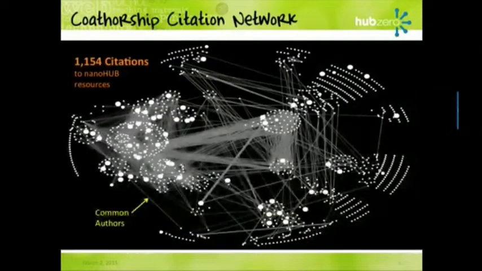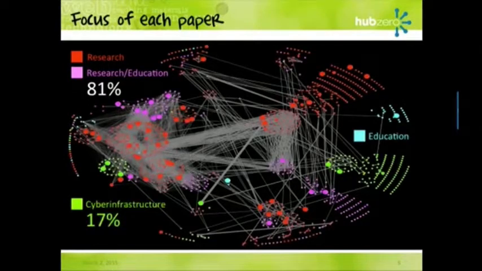So starting with the academic literature, they have a team on NanoHub that's gone out and scrubbed Google Scholar and found more than 1,100 citations that people have been able to find in the academic literature. And this is the co-authorship citation network. Each of the dots is a paper, and the lines between dots are co-authors, right? And they've looked a lot at those papers to figure out what they're about.